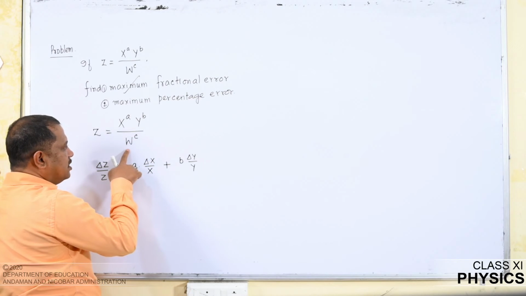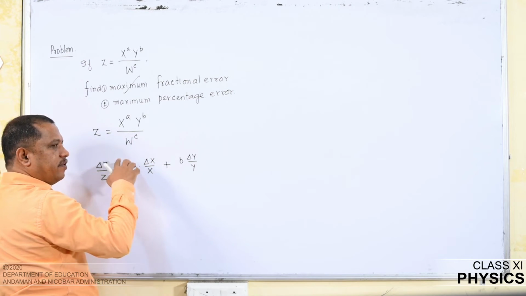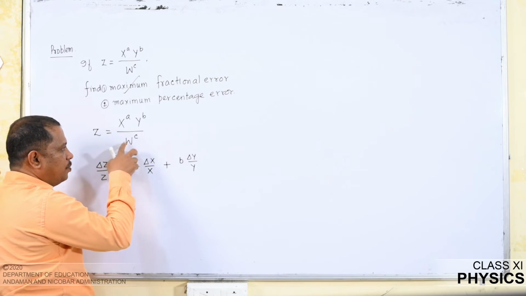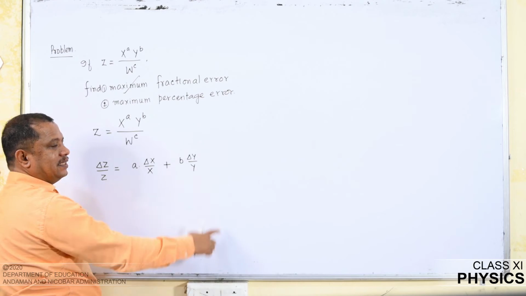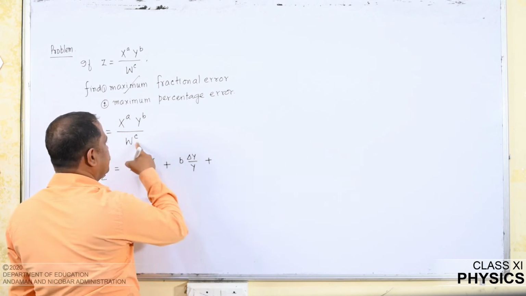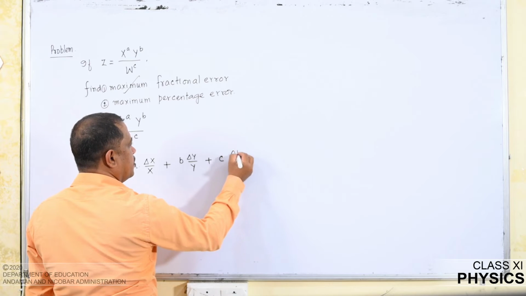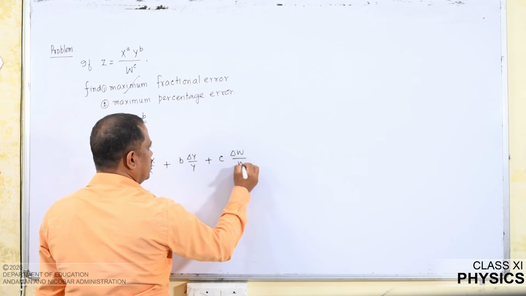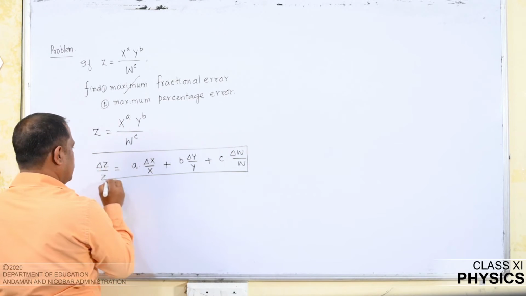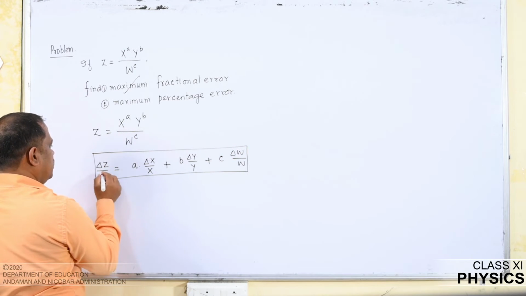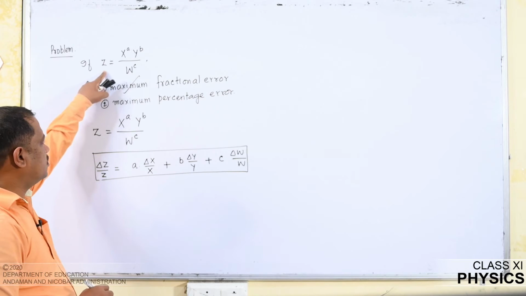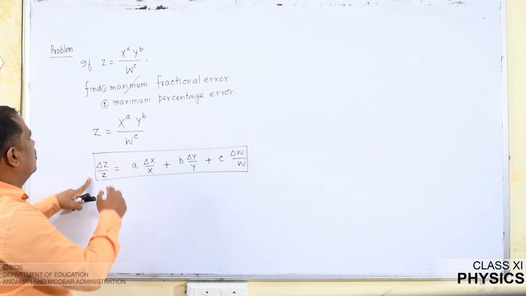Since w c is in the denominator, again for finding the maximum fractional error, I am going to have the fractional error of w power c as a sum with these quantities, and therefore this will be plus c times delta w over w. So, this is the maximum fractional error that will be present in my equation. When I solve this equation, I get the maximum fractional error, first one.